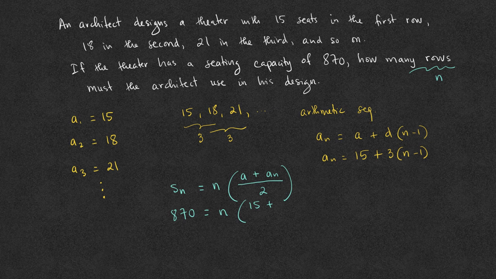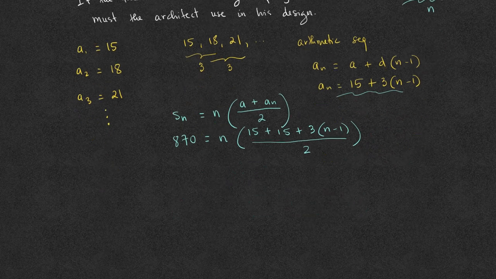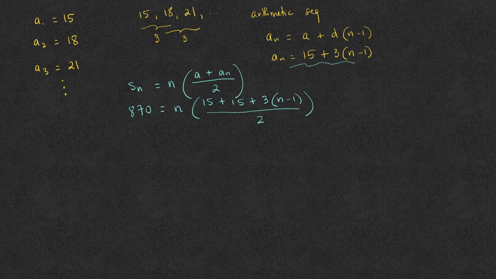We see that a sub n is the expression here, so we would replace it with 15 plus 3 times n minus 1. Don't forget to divide it by 2. There is only one unknown in this equation, and that is n. If we solve for n, then we'll get the answer. N is the number of rows.